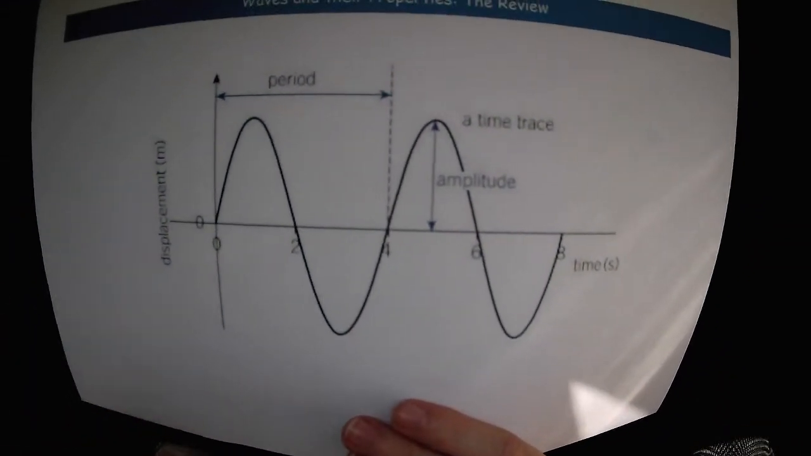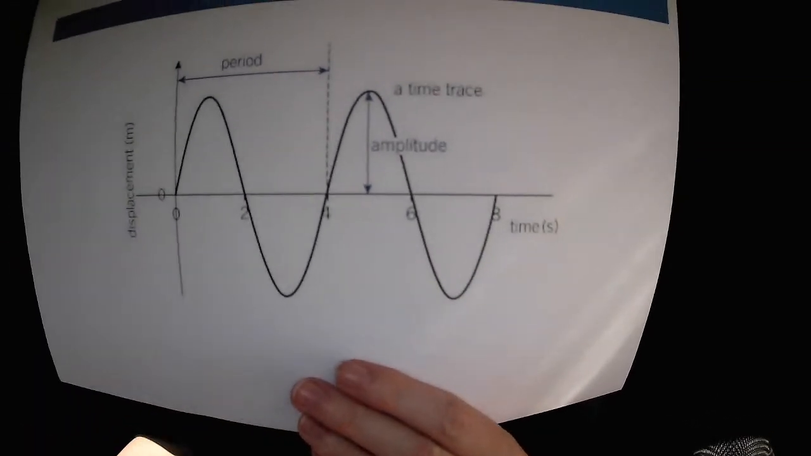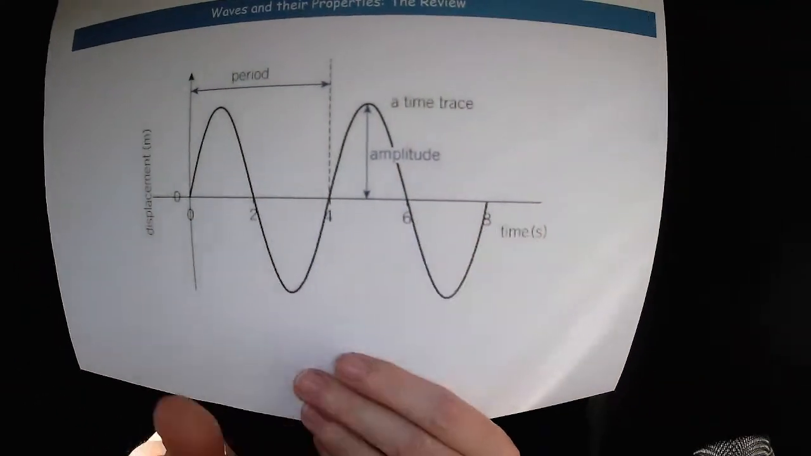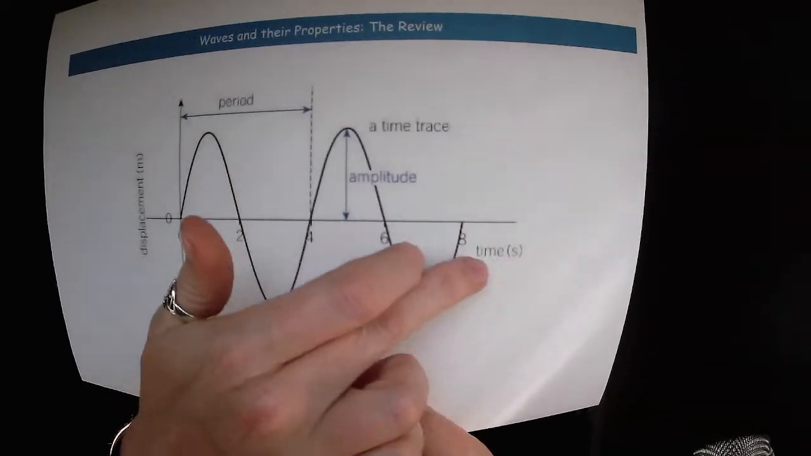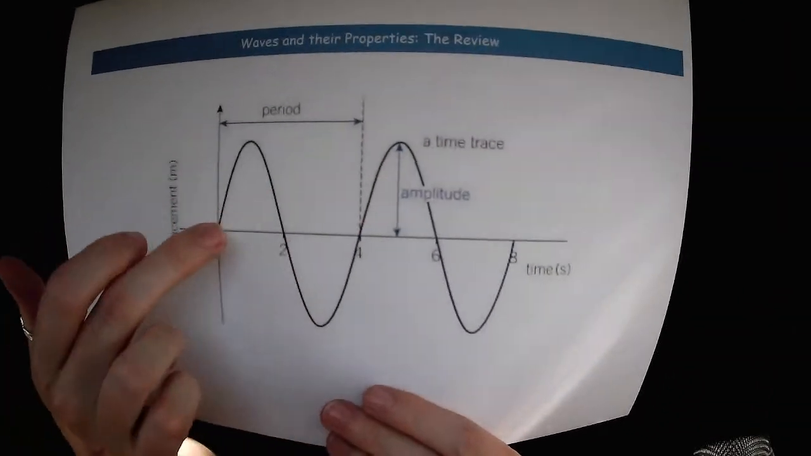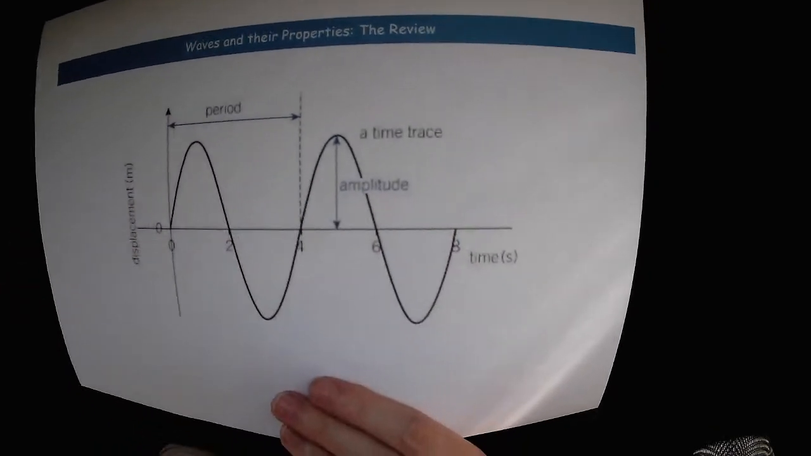So you'll know that we are talking about a time trace because on the y-axis here we're going to have displacement, and on the x-axis will be time. So key thing is the x-axis value of time there. So what we can see is that we're getting a measure of how displacement changes with time.